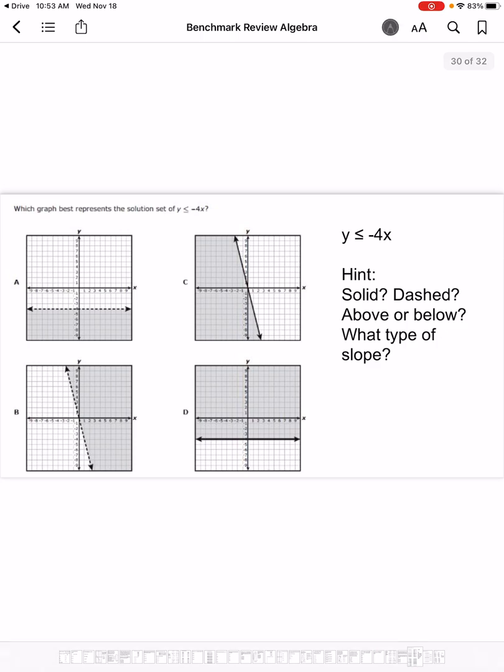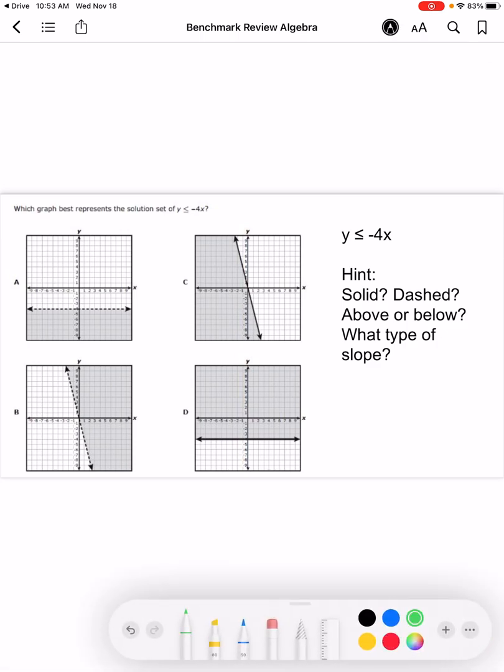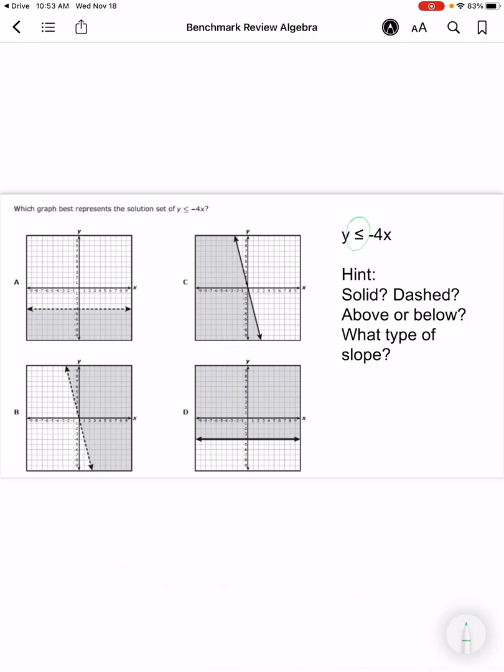Okay, on this one, we want to look at the symbol. If there is a line under the sign, right here, that line tells us that our graph needs to be solid. So I'm going to get rid of A and B because they are dashed or dotted lines. So I want a solid line. And then the second thing I want to do is look at the symbol. The symbol says less than. That means shaded underneath. So on answer choice C, you can tell that the graph is shaded under the line, whereas with D, the graph is shaded above the line. So the correct answer is C.